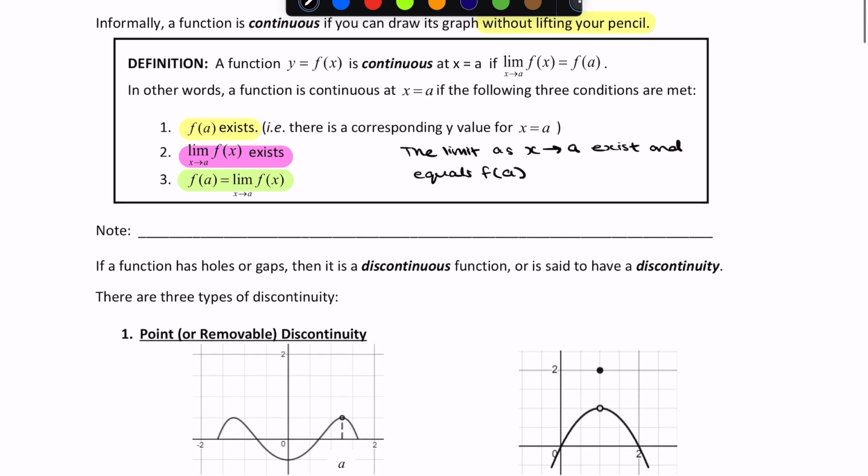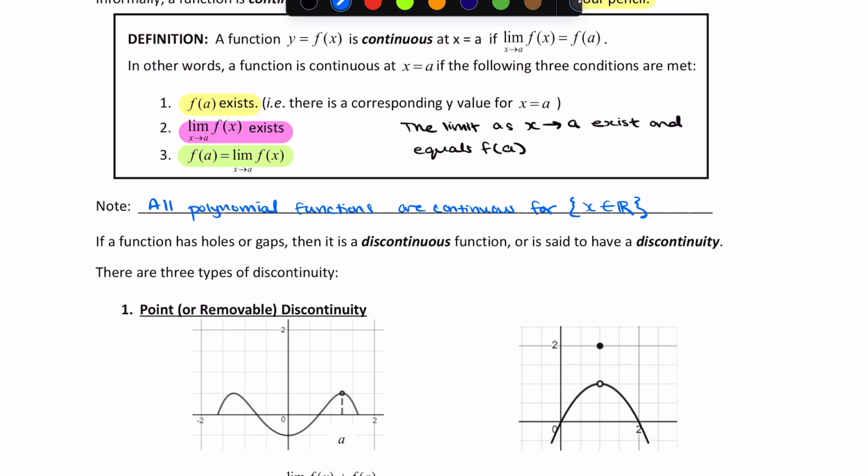So just a note here: all polynomial functions are continuous for x an element of all real numbers. If a function has holes or gaps, then it is a discontinuous function, or said to have a discontinuity.